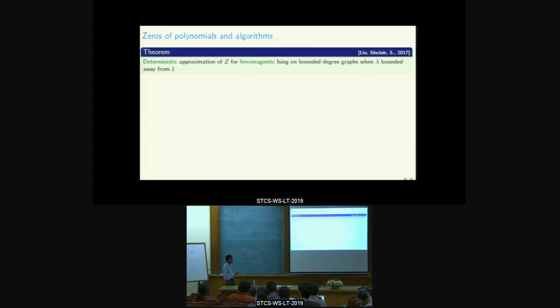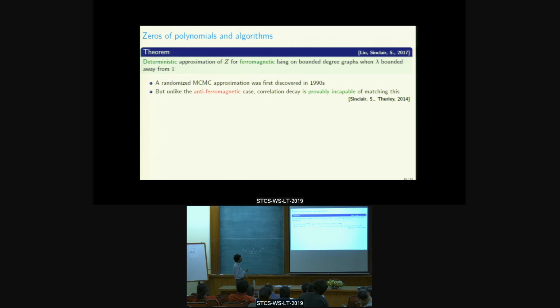So we'll see that for the ferromagnetic Ising model, one can in fact go beyond the correlation decay threshold and get a deterministic algorithm using these zeros of polynomial idea. So the result is just that you can deterministically approximate the ferromagnetic Ising partition function on bounded degree graphs, but with one condition, that the lambda is bounded away from 1.